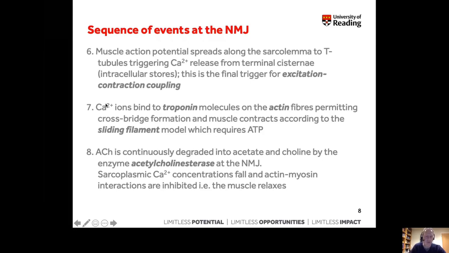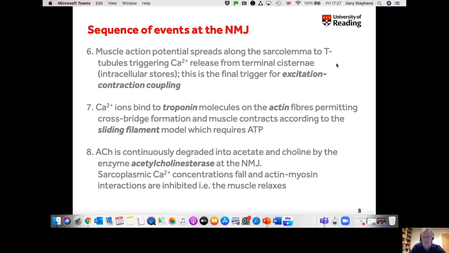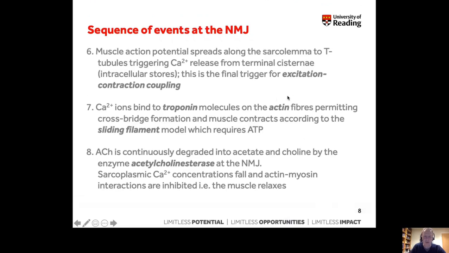We'll talk about the calcium binding protein. There's one called troponin, which is an important calcium binding protein present on these actin fibers, the thin fibers. That calcium dependent process triggers actin and myosin fibers to interact in something called the sliding filament model. It requires energy, ATP.